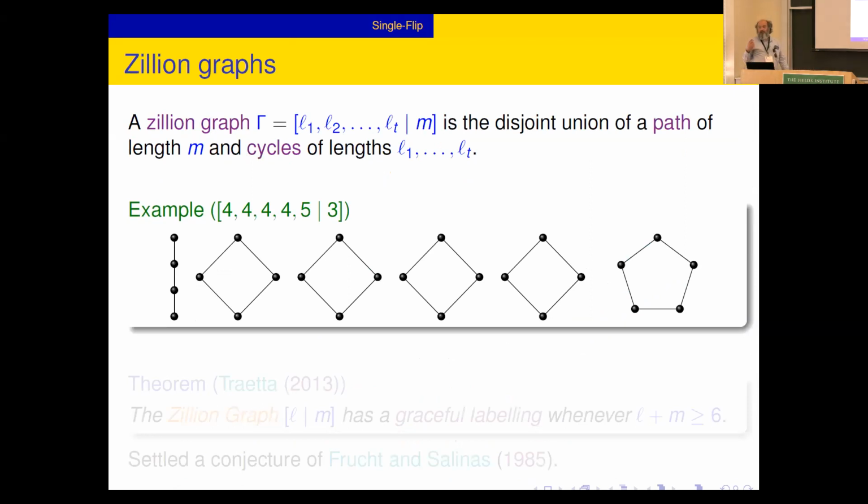Now, one particular class of single flip graphs that we're very interested in are what we call zillion graphs. The reason we call them zillion graphs is, okay, so what are they? First of all, you've got a path and then a bunch of cycles. That's all it is. One path and a bunch of cycles. They're interesting because they have the sort of tree property, n points, n minus 1 edges. They're not a tree, of course, because they're not connected.